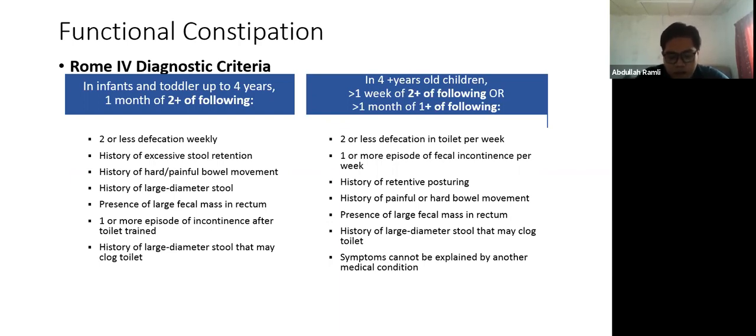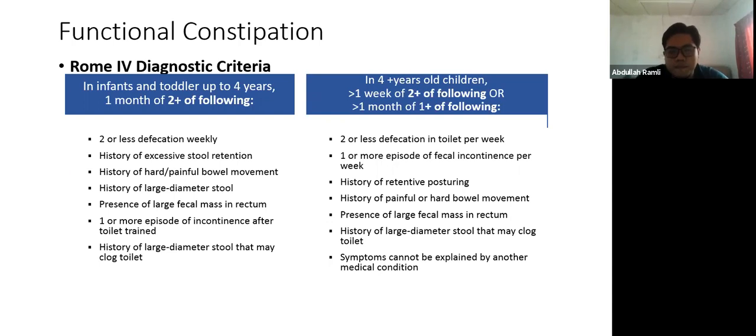And in children of 4 years old and above, with more than 1 week of 2 or more of the following, or 1 month of 1 of the following: 2 or fewer defecations in the toilet per week, 1 or more episodes of fecal incontinence per week, history of retentive posturing, history of painful or hard bowel movement, presence of large fecal mass in rectum, history of large diameter stool that may clog the toilet, and symptoms that cannot be explained by another medical condition. So this is basically the Rome 4 diagnostic criteria, which can help us to identify functional constipation.